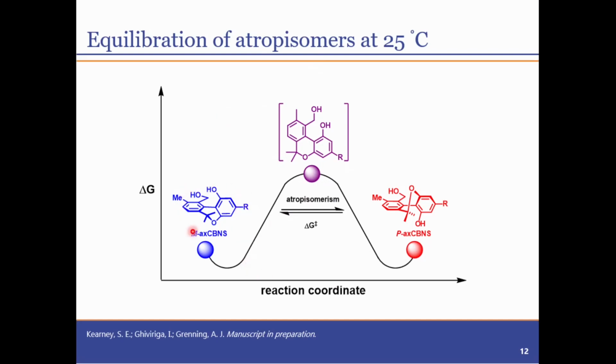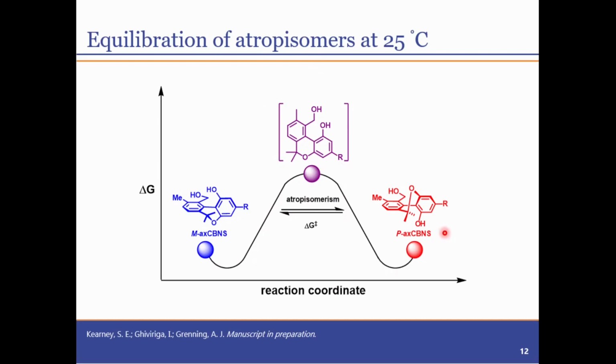So it can twist such that you have this axCBN enantiomer, which is just one conformer, but it can then pass through this planar intermediate and settle back down into this other enantiomer, the P enantiomer, wherein it is twisted, but twisted in the opposite direction. And so this is a key property of atropisomers.